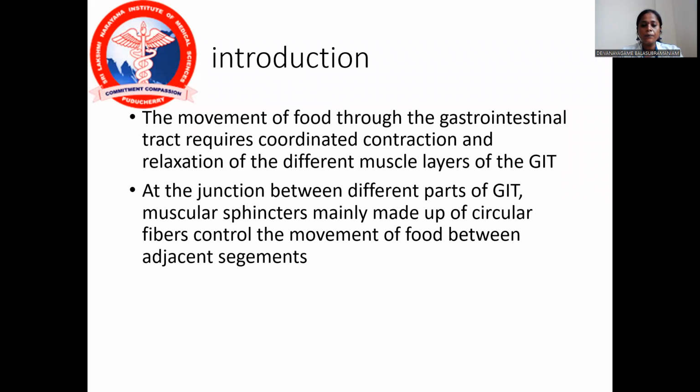About the introduction, the movement of food through the gastrointestinal tract requires a coordinated contraction and relaxation of different muscle layers of the GIT. The junctions between the different parts of the GIT are muscular sphincters, mainly made up of circular muscle fibers. They control the movement of food between the adjacent segments, and help in the propulsion of food from one segment to the other. With that introduction, we are going to see the different small intestinal movements.